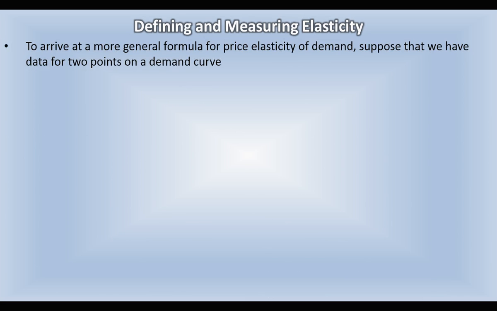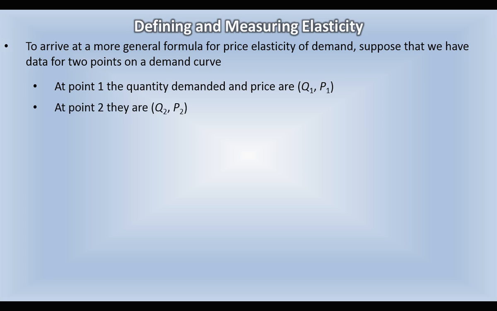So to arrive at a more general formula for price elasticity of demand, suppose that we have two data points on the demand curve. Let's say one data point tells us that at some quantity Q1, the price is P1, and at some quantity Q2, the price is P2. So these subscripts denote values that are different from each other, even though we're using the same symbol to represent price. The subscripts differentiate them from each other.